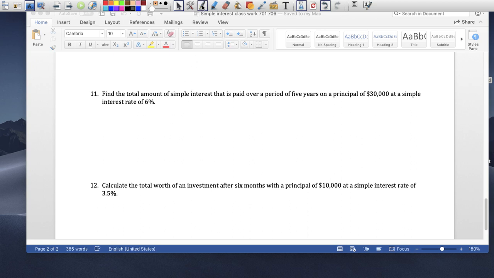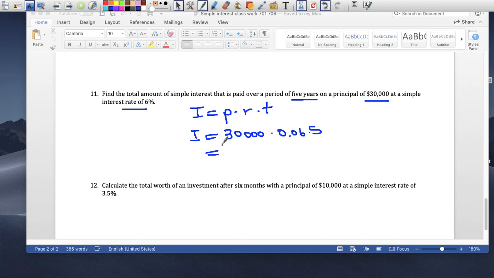11. Again, let me write this down. P times R times T. Find the total amount of simple interest that is paid over 5 years on a principal of 30,000 and an interest rate of 6%. Very straightforward question. $30,000 times the rate, which is 0.06, and the time is 5 years. So how much money would you make? 30,000 times 0.06 times 5 equals $9,000. So if you put $30,000 for 5 years at 6% interest, the bank is going to give you $9,000.